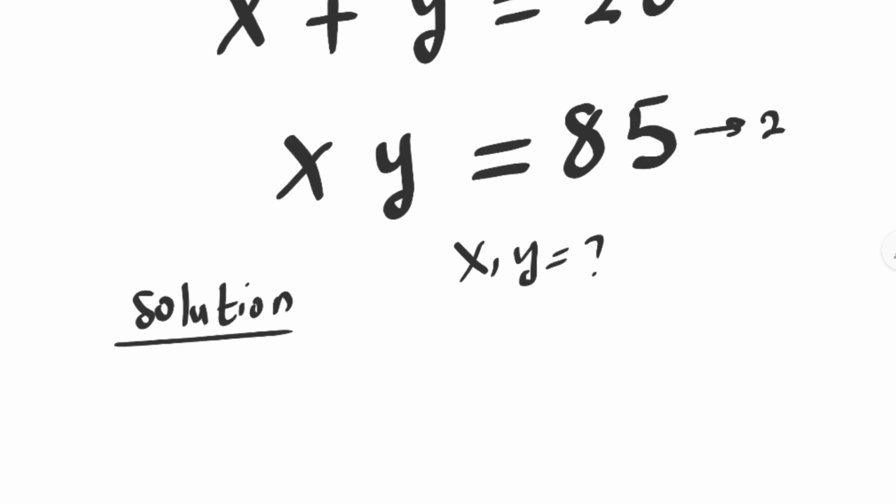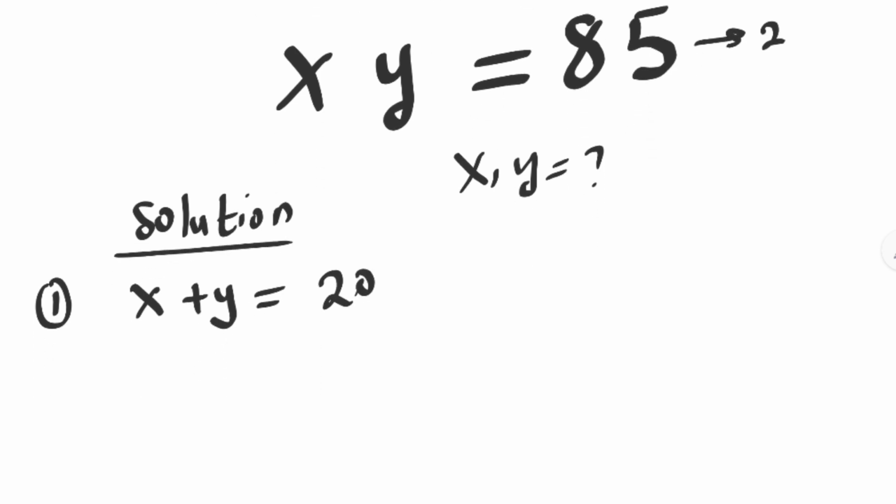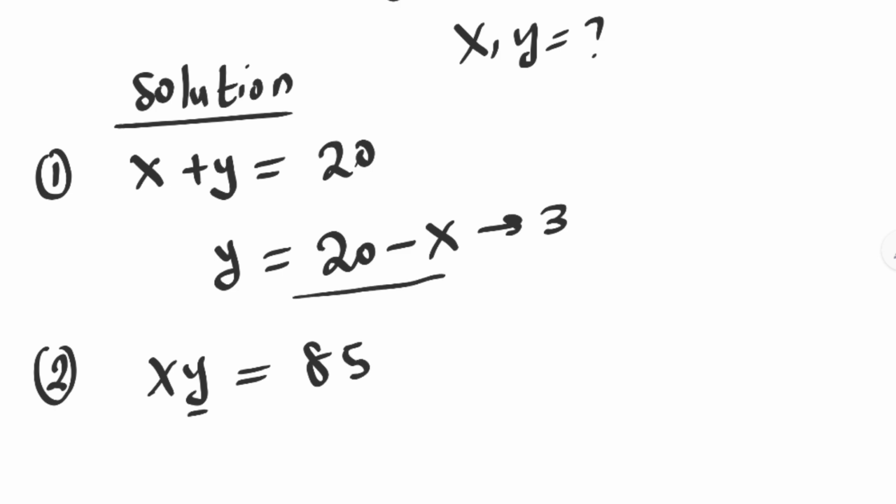Then from equation 1, x plus y is equal to 20, y is equal to 20 minus x. Let us call this equation 3. From equation 2, xy is equal to 85. Let us substitute for y, which is 20 minus x.